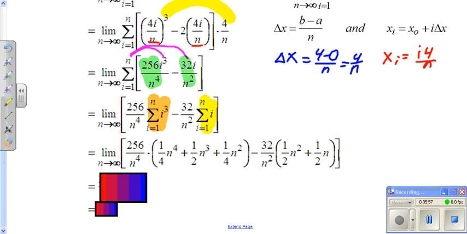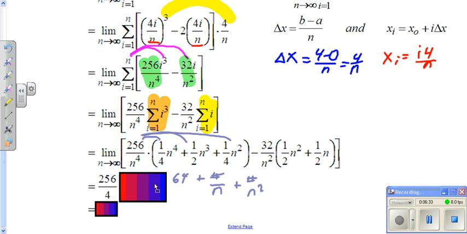Now, if we were to distribute this through, we would get a 64 when we multiply the first two. Multiplying the next two, we would get some number over an n. Multiply the last one, we would get a number over an n squared. But remember, when you're taking your limit, as n goes to infinity, anything that has an n on the bottom always goes to 0. So when you take your limit of this first part, it's really just that 64.